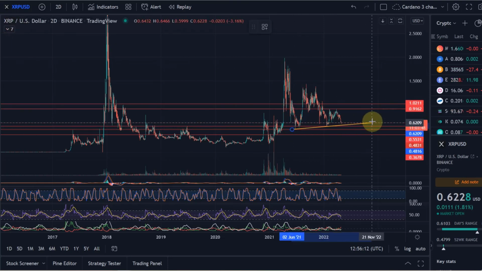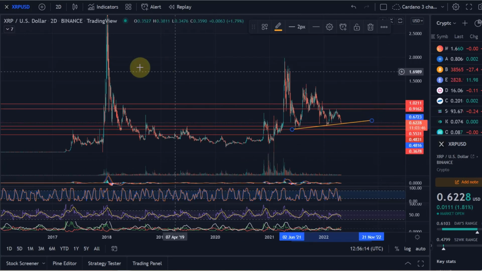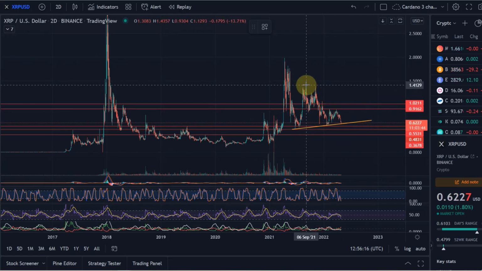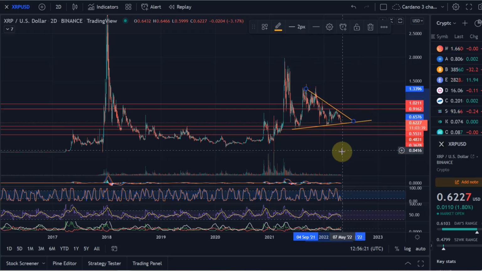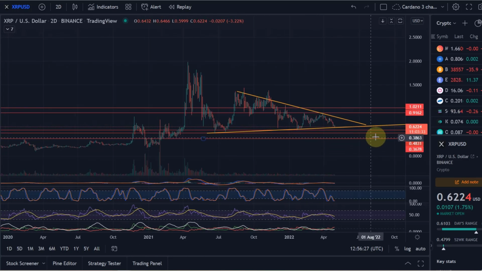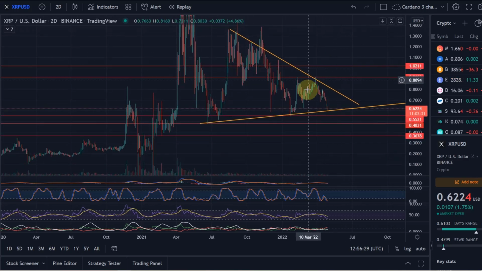For now, we are holding here an ascending trend line still, so that is looking okay. You can even draw a bit of a triangle here into the chart, but again, will that protect XRP? I don't know. We just need to make sure we hold.